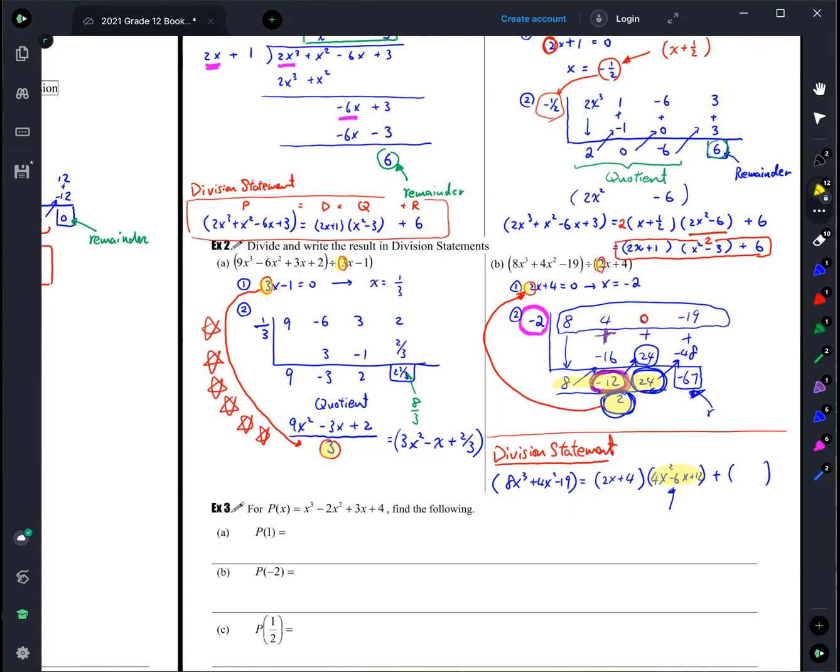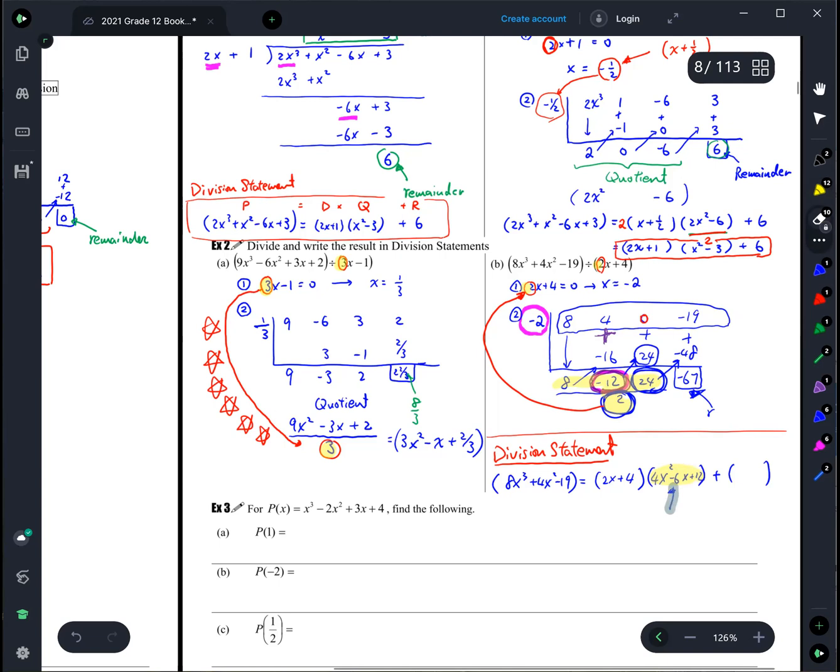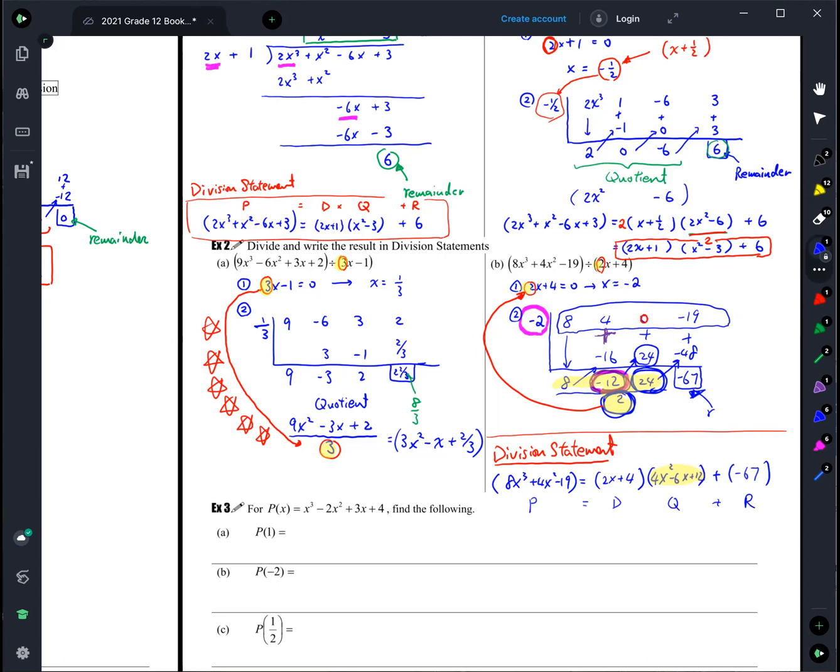Remember you need to divide by 2. The last blank is the remainder. What goes into the remainder here? CZ? -67. Yeah, -67. Okay, so we have P equals DQ plus R. This is called the division statement.